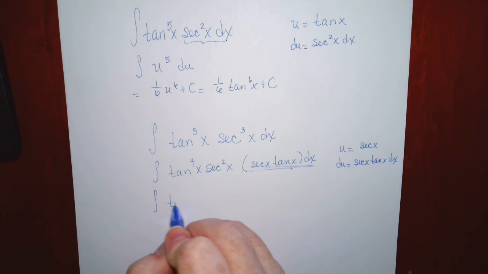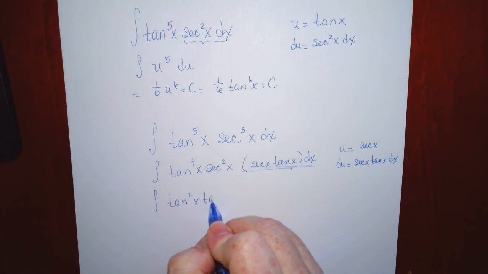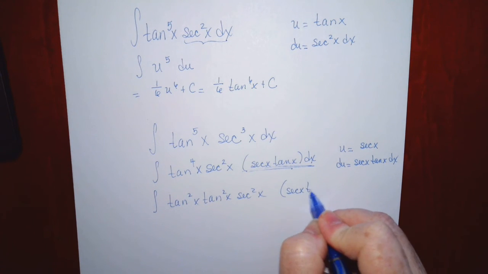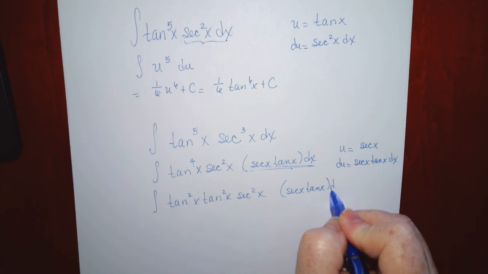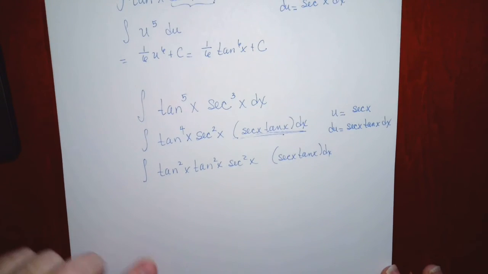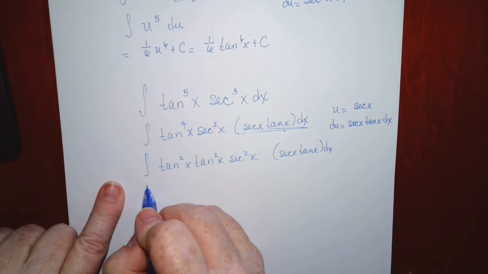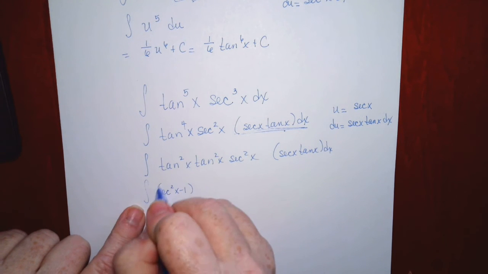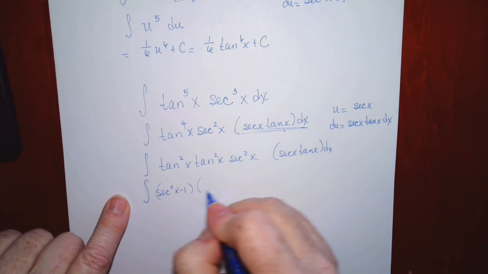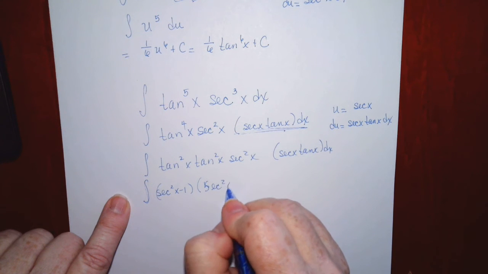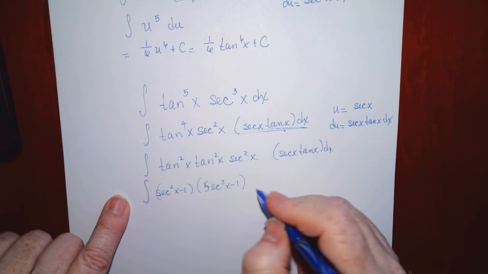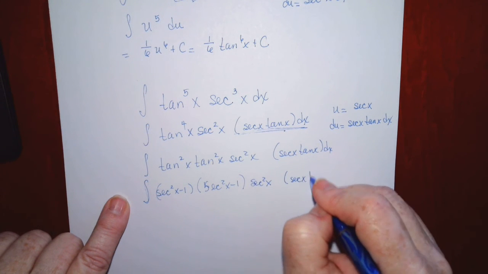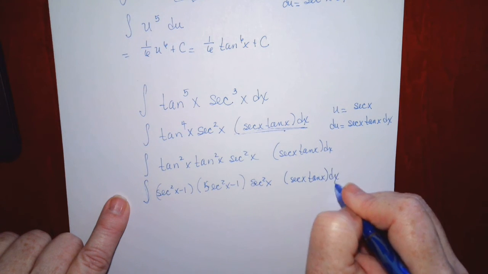This is tangent squared times tangent squared times secant squared. And remember, this secant x tangent x that we pulled off over here to the right is hopefully going to just be du. Pythagorean identity with secants and tangents. This would be tangent squared x is secant squared x minus 1 times secant squared x minus 1 times secant squared x secant x tangent x dx.